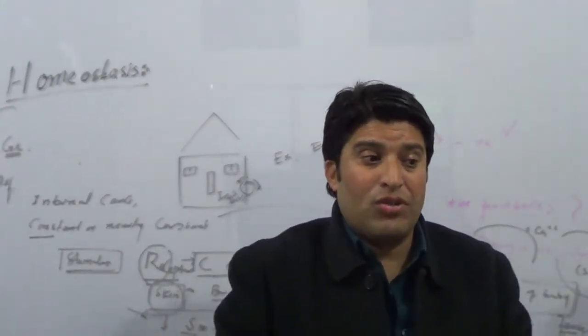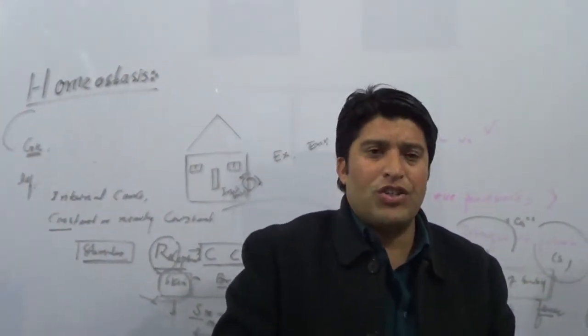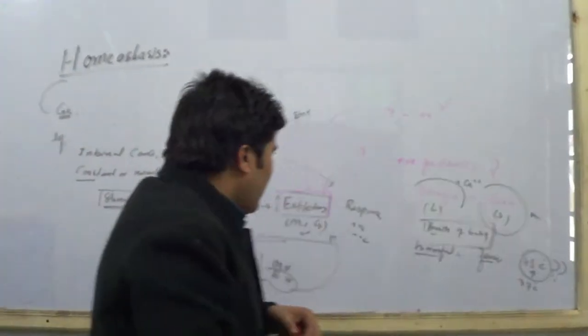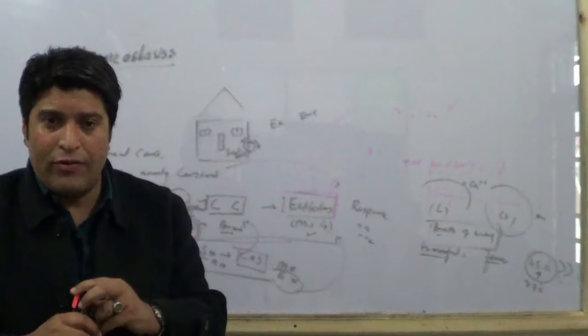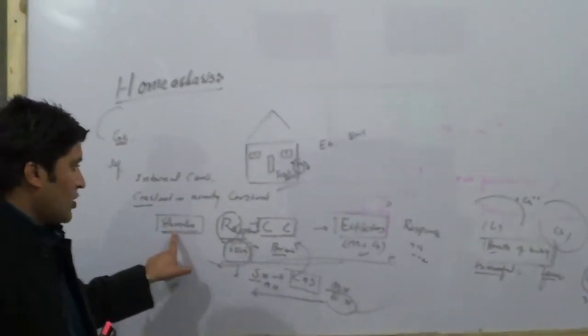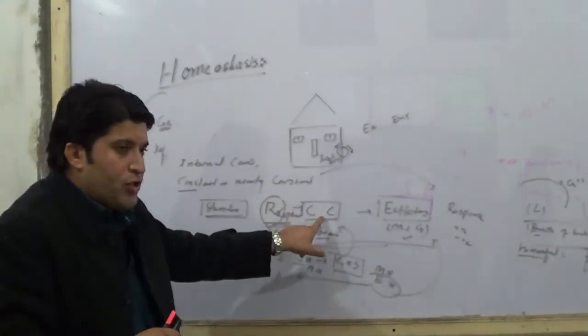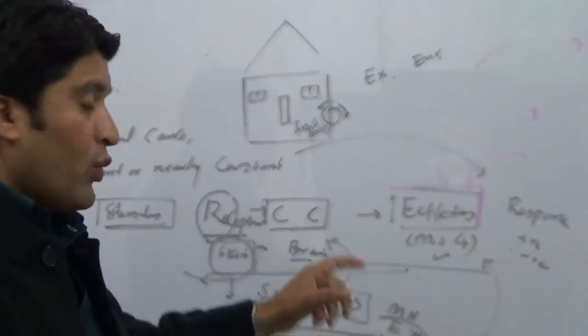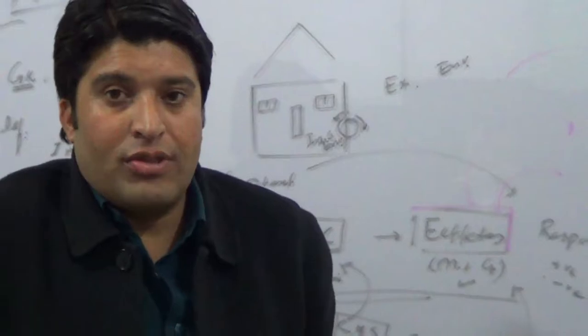So I'm talking about coordination working because of homeostasis. This is the way of homeostasis: there is a stimulus, receptor, control center, and then effector. It will all be in the same fashion, so pay attention.